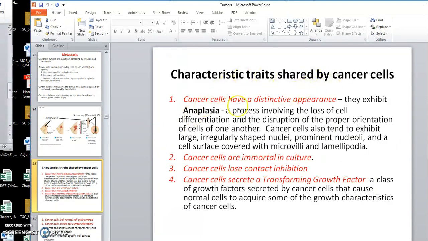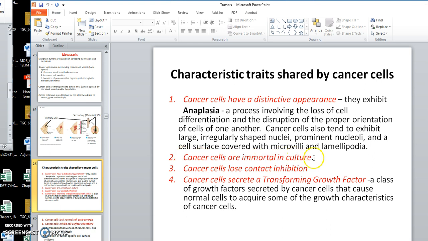Characteristics shared by cancer. Cancers have a distinct appearance. They look bizarre under the microscope. They don't go back to differentiation. Why? Because they spend little time in G1. G1 was when they did differentiation after splitting into two cells. They go straight into S fairly quickly. They are immortal in culture. That means you can grow them almost forever in a culture.